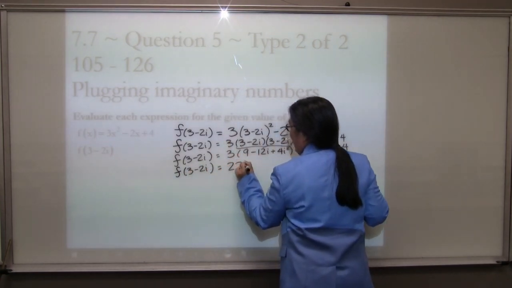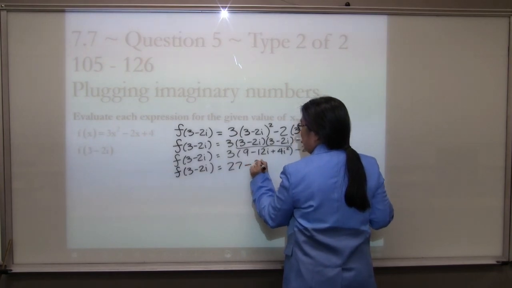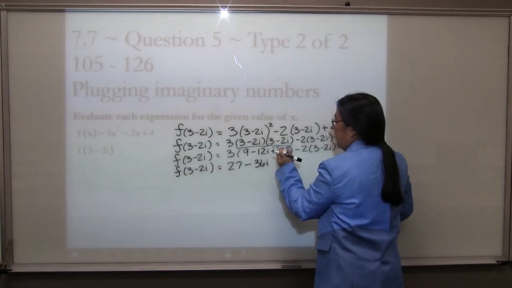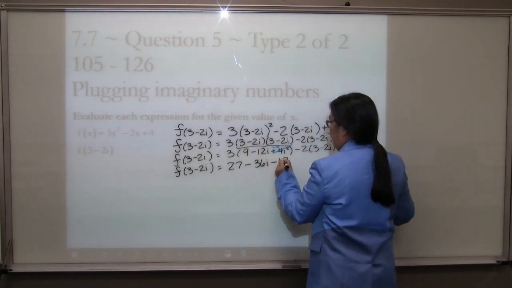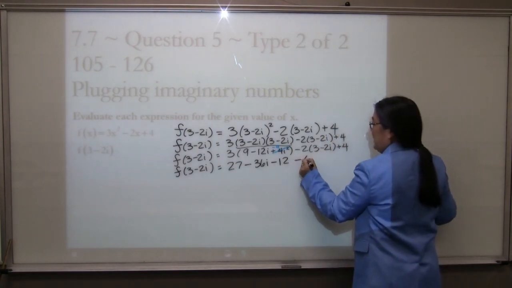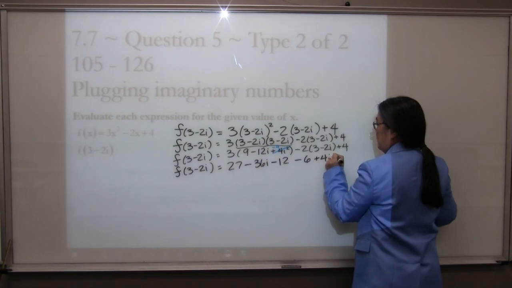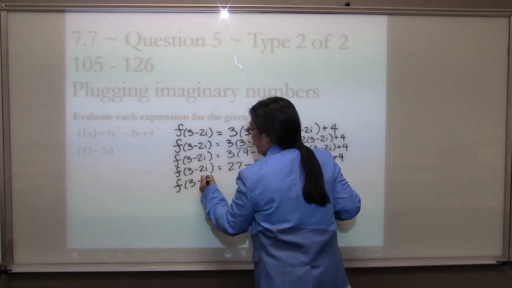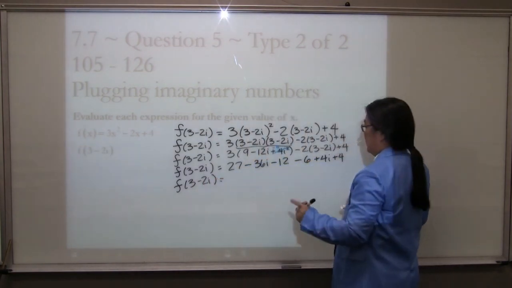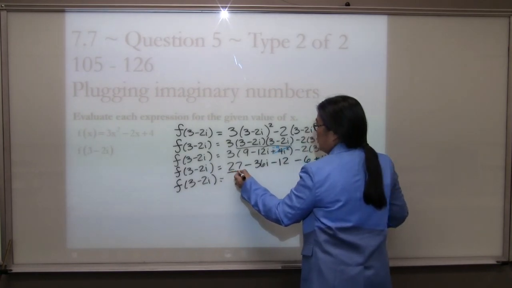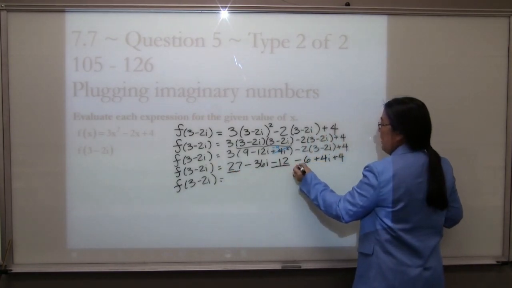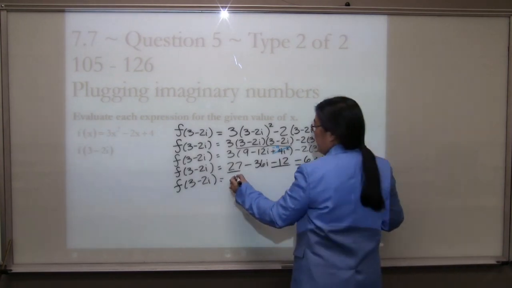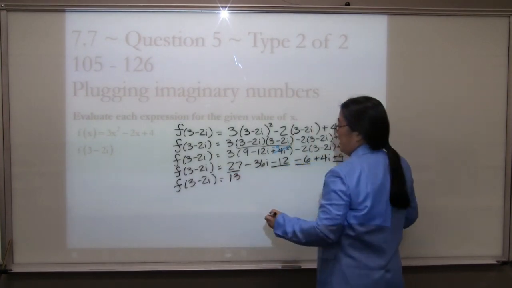We get 27 minus 36i. You might actually take a moment and make this into negative 4 and make negative 12. Distributive property here as well. Negative 6 plus 4i plus 4. Oh my, look at all those terms. We need to put together 27 minus 12 minus 6 plus 4. I got 13. Did you get 13?